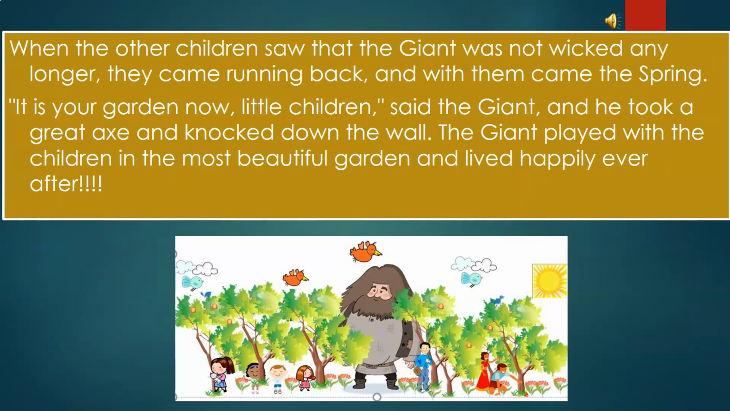When the other children saw that the giant was not wicked any longer, they came running back, and with them came the spring. "It is your garden now, little children," said the giant, and he took a great axe and knocked down the wall. The giant played with the children in the most beautiful garden and lived happily ever after. The end.